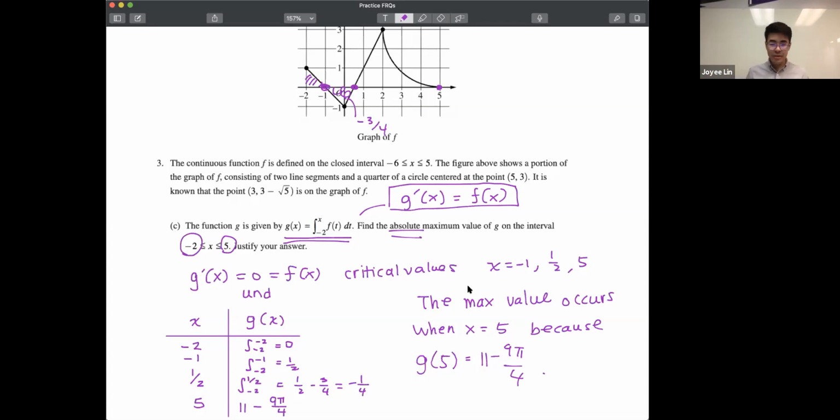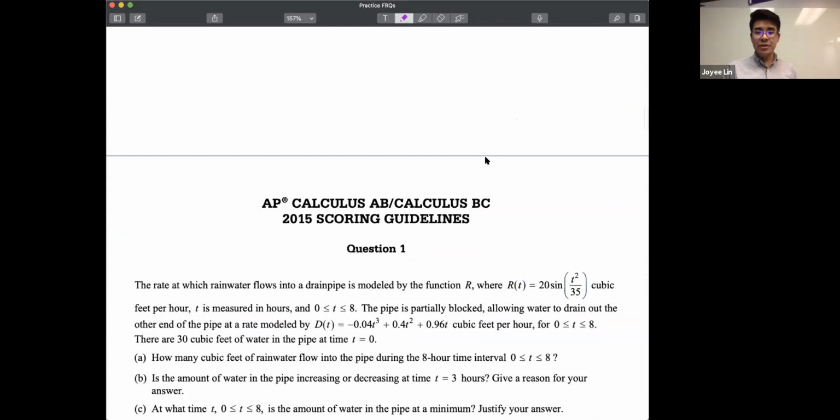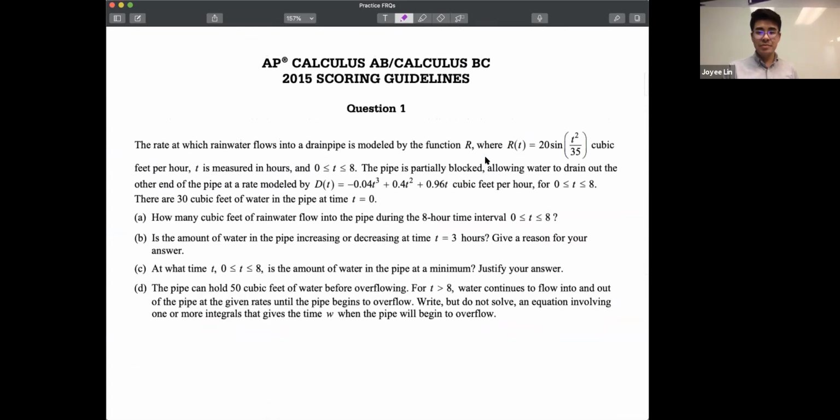Any other questions about this one? Okay, uno más. Another accumulation question.